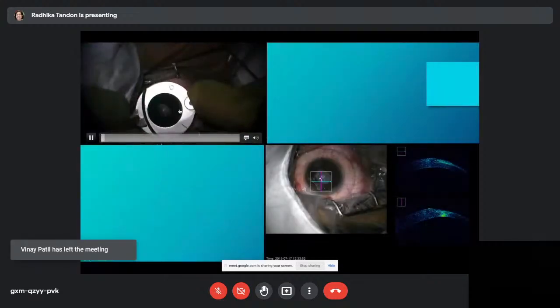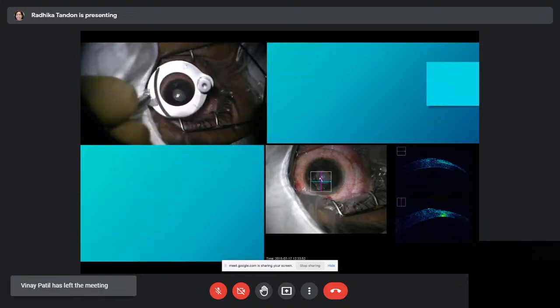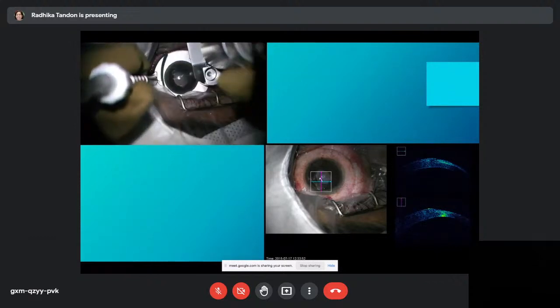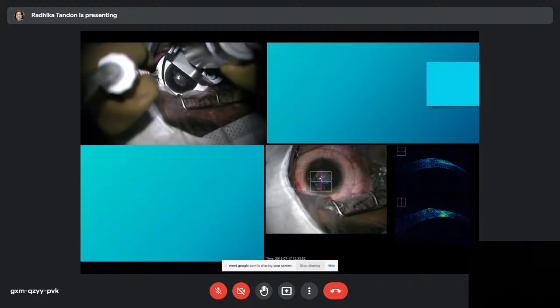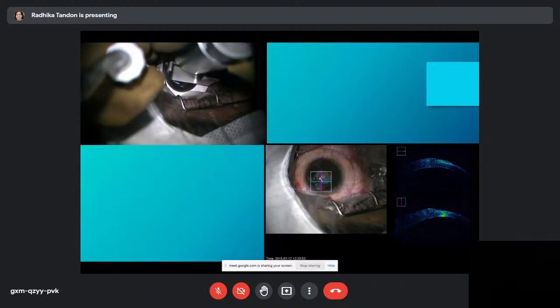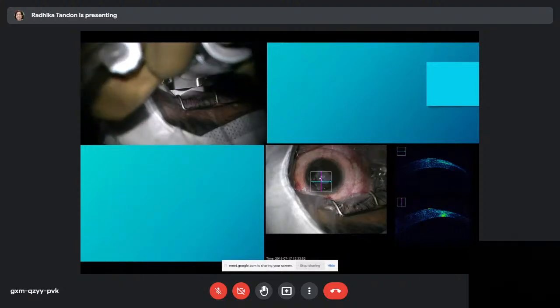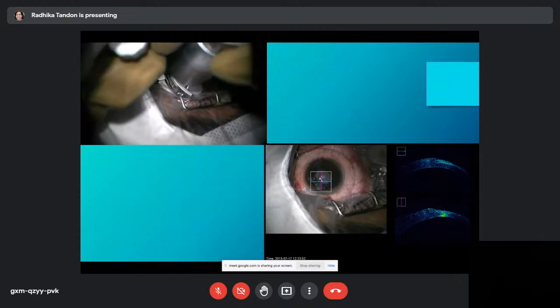Yes, so this is using the Moria microkeratome. You have a suction ring which you apply firmly, and then you have a microkeratome head with the required blade. This is a rotatory type of microkeratome. You have to be careful that you use a very good wide speculum so that the microkeratome movement is not impaired by the presence of the speculum.